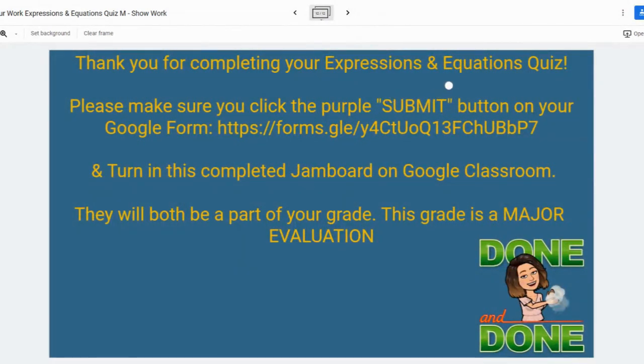So once you're done, that's the last thing you do. Don't forget to hit the submit button on your Google form. And then you're going to turn this in on Google, turn in the Jamboard on Google Classroom. And I'll be looking at both of those things to see how you did.